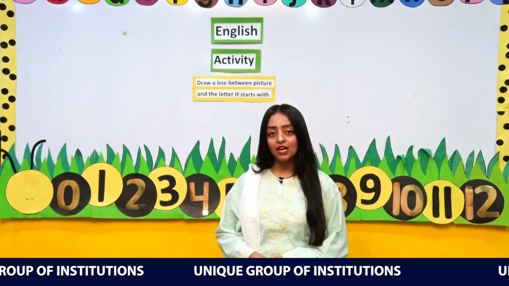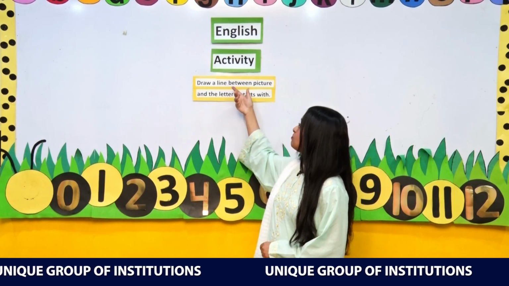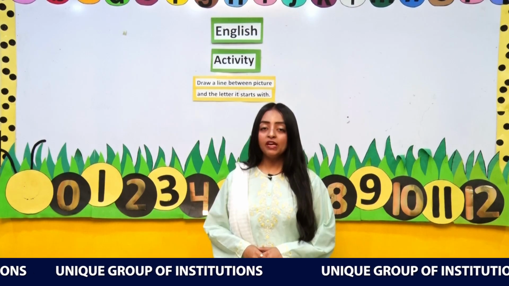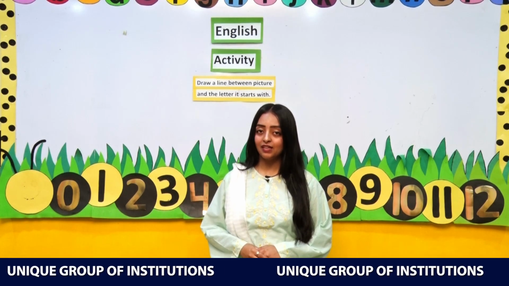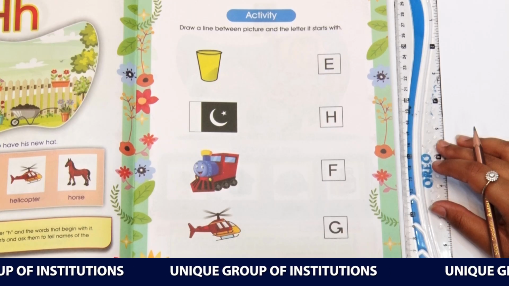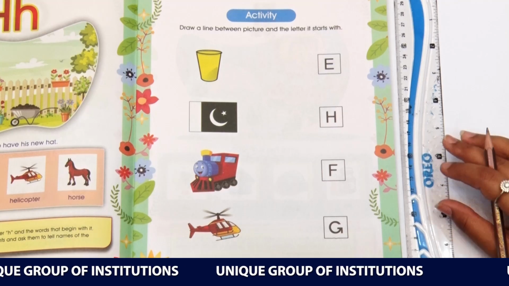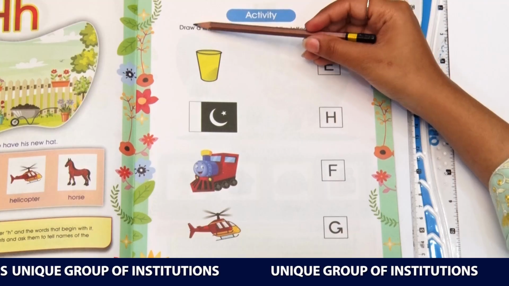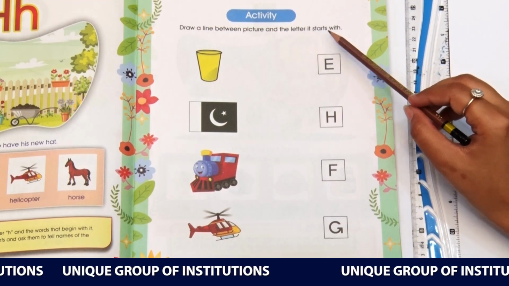We have the activity to draw a line between the pictures and the letters it starts with. We will move on to the book and there I will tell you how to do this activity. My dears, you have to take out your English reading book, page number 10. Here we have to read the caption first. Draw a line between pictures and the letters it starts with.